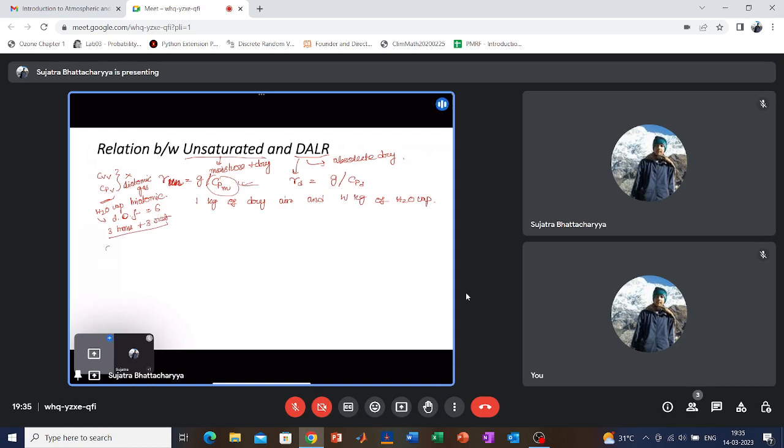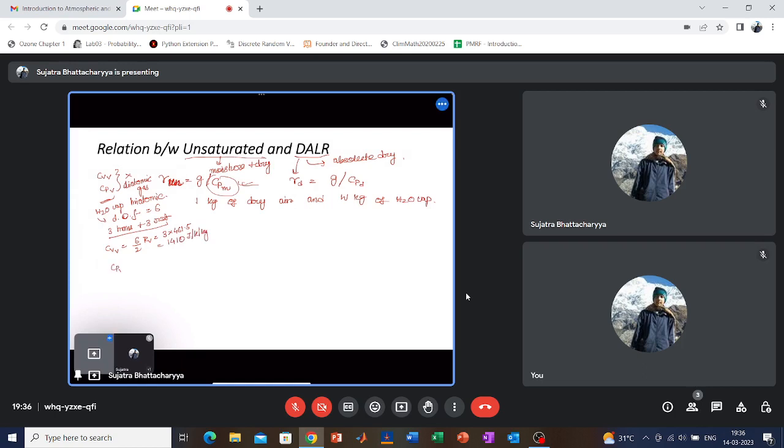Therefore, CVV will be equal to how much? It will be just degrees of freedom divided by 2 into RV. Therefore, 6 by 2 into RV, about 3 into 461.5. It's somewhat more than that. So it comes out to be about 3 into 461.5, about 1384, but the actual value is about 1410 joules per Kelvin per kg.